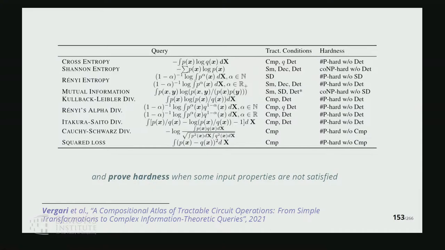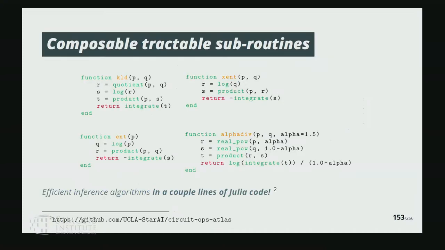Same kind of hardness results. You know, when you don't have, for example, determinism, many of these divergence queries become hard, and so on. So basically, once you've implemented each of these little operators, like quotient, logarithm, product, and so on, then implementing an inference algorithm for any of these information theoretic queries becomes very easy. You just look at the definition of the query, see what the pipeline should look like, and write them out, calling the operators we defined.